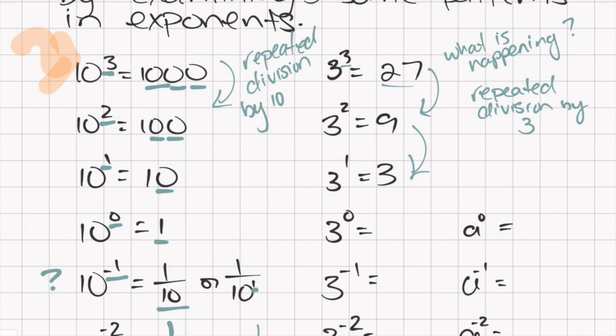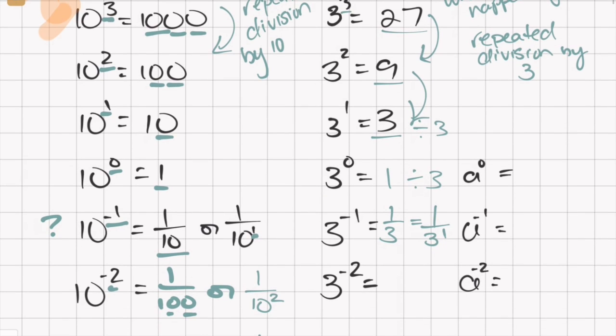3 to the exponent 3 is 27. 3 to the exponent 2 is 9. 3 to the exponent 1 would be 3. And now remember, we're doing repeated division here. We're dividing by 3 each case. So again, 3 divided by 3 would equal 1, which corresponds to 3 to the exponent 0. That's going to equal 1. I can keep going down for my negative exponents. So 3 to the exponent negative 1 would give me 1 over 3. 3 to the exponent negative 2, I can write as 1 over 3 to the exponent 2, or I can write it as 1 over 9.